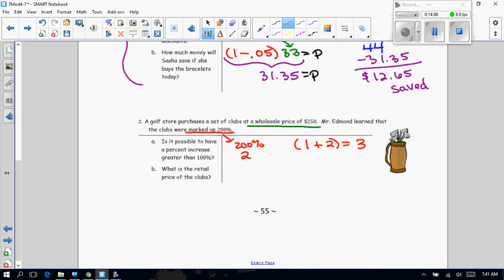Wow. So let's figure out what the cost of these clubs is. The clubs are equal to that 3 that we just had times the price that they are paying for it, the wholesale price of $250. So when you walk into the golf store to buy a set of golf clubs, you're going to find that the clubs are actually going to cost $750.